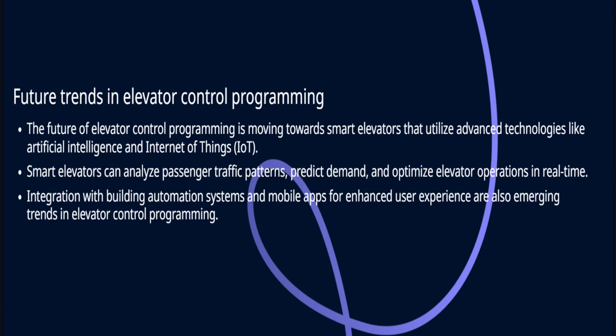Integration with building automation. Elevators will be more integrated with building automation systems, allowing greater coordination with security, HVAC, and lighting systems. Mobile app control. Future elevators may allow passengers to use mobile apps to call elevators, select floors, and even schedule elevator availability for certain times, enhancing the overall user experience.